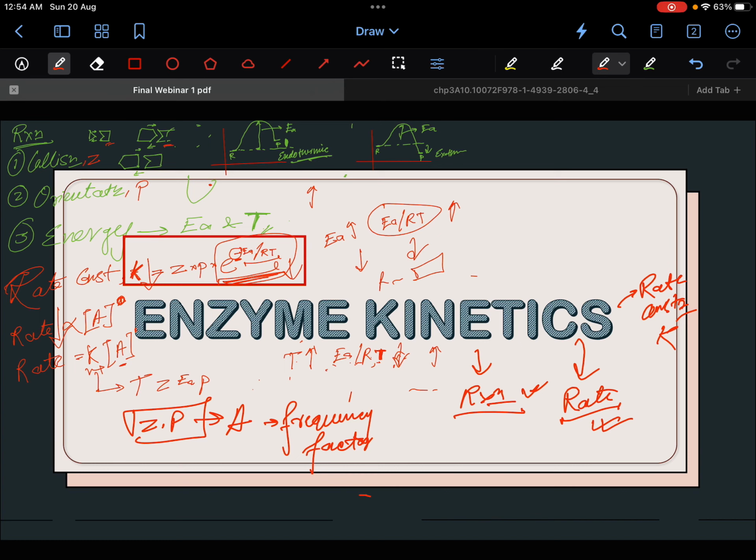In most of the equations, maybe in most of the books, you will see that K is equal to A into e to the power minus Ea by RT. What is this A? This A is nothing but the multiplication of collision and orientation, the frequency factor. Z is collision frequency, and P is the orientation frequency, and Z into P is the frequency factor. So this is the Arrhenius equation that you will find in most of the books.